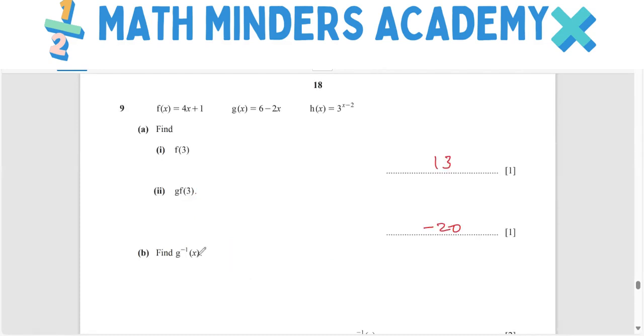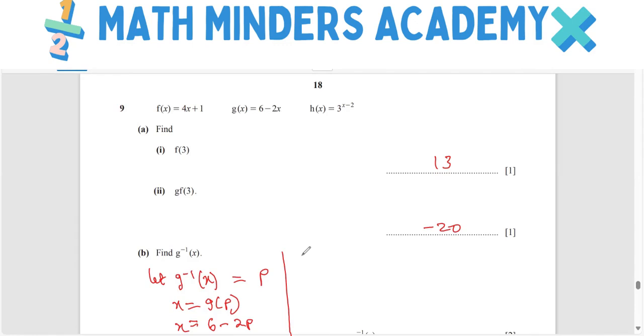We are asked to find g inverse of x. So let g inverse of x be p. That means x is going to be g of p. We go to the g function and put p. That is 6 minus 2p, right? So that's what x will be. So let's make p the subject.